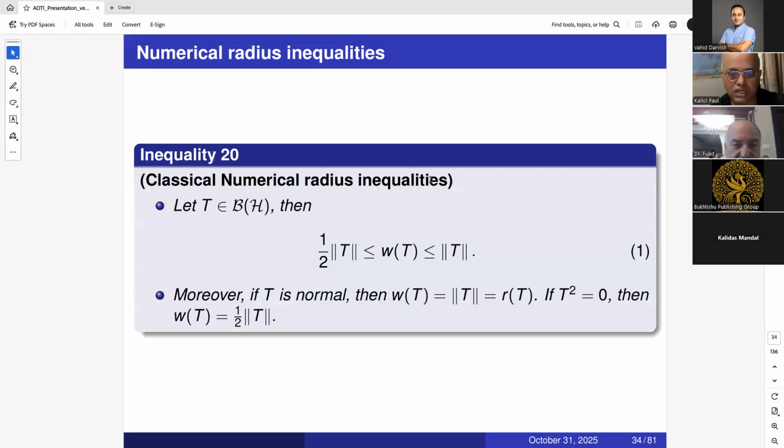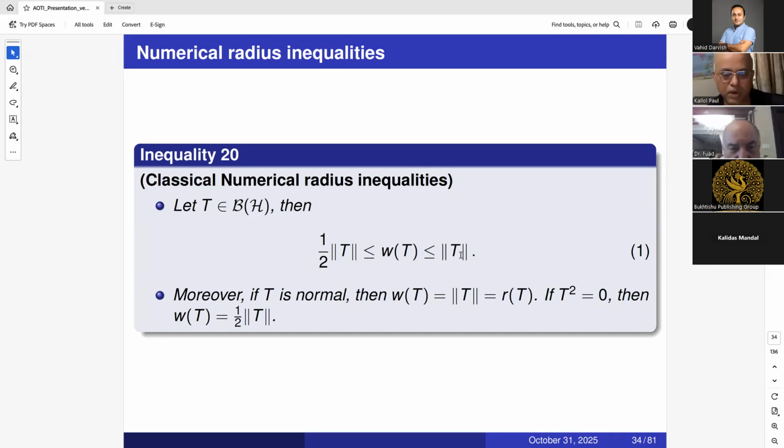Now I come to the second part, where I promised to talk of some fundamental numerical radius inequalities. We are fortunate enough to have Professor Fuad at this conference, who has contributed a lot towards developing those inequalities. The classical numerical radius inequality says that half of norm T is less than or equal to w(T), which is less than or equal to norm T. This is one of the fundamental inequalities.